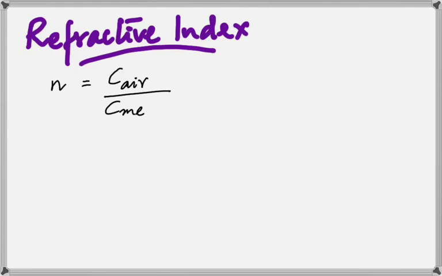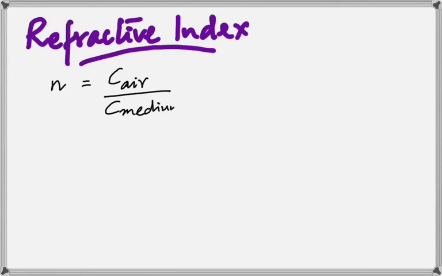So what's the refractive index of glass? 1.5. So which means the speed of light in glass is slower, 2 × 10⁸, because in air it is 3 × 10⁸, right? So 3 / 2 is 1.5, is what I'm trying to tell you.